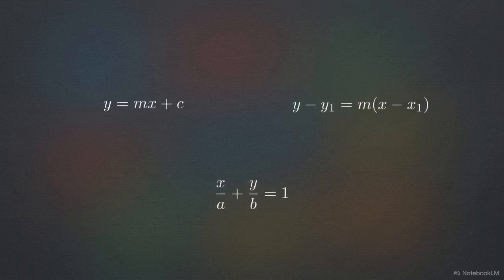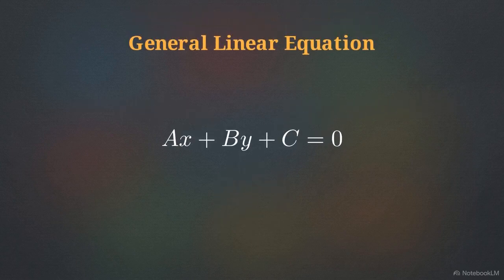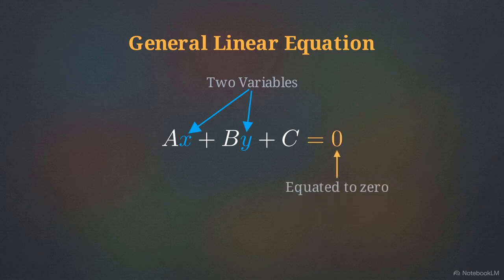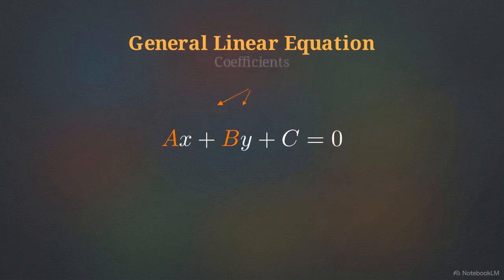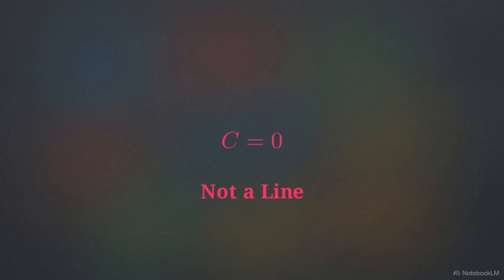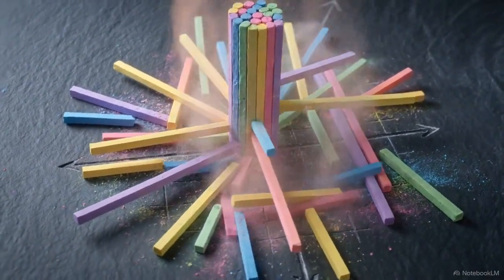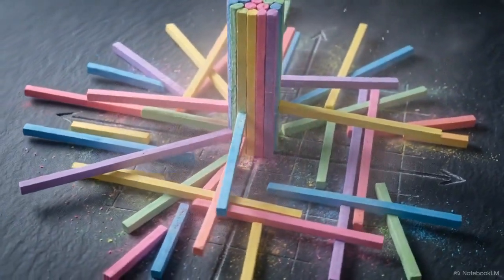They can all be replaced by one singular format, the general linear equation, ax plus by plus c equals 0. This is a linear polynomial in two variables, x and y, where the expression is equated to 0. The only requirement for this format is that the coefficients a and b cannot both be 0 at the same time. Using this unified polynomial structure provides a highly consistent method for representing any straight line in a Cartesian plane.